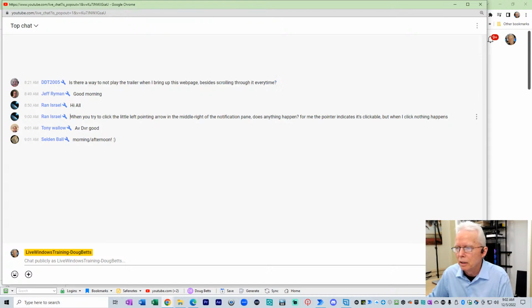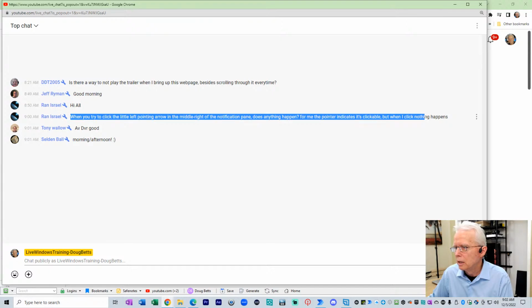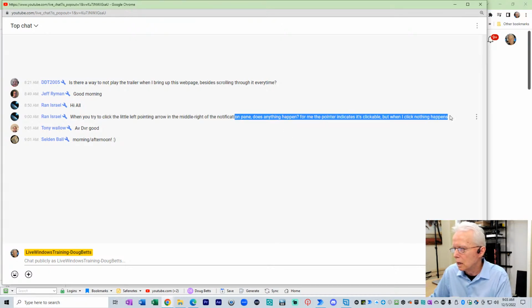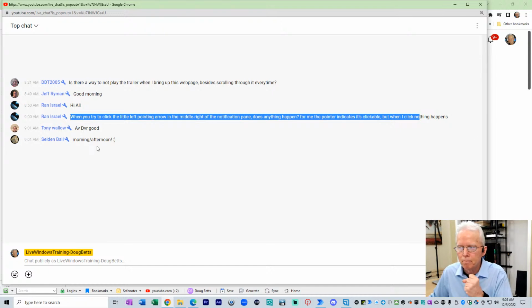I don't know. And then Rand says, when you try to click the little left pointing arrow in the middle right of the notification pane, does anything happen? So the little left pointing arrow in the middle right of the notification pane. Well, I don't have notifications showing up, so I can't even identify or see what that is. For me, the pointer indicates it's clickable. When I click, nothing happens. Is he talking about this live stream? I'm not really sure. All right. So anyway, if somebody's got tips on that, go ahead.